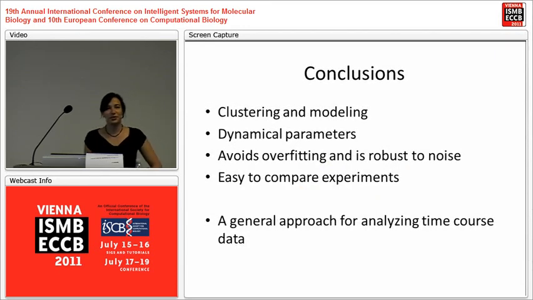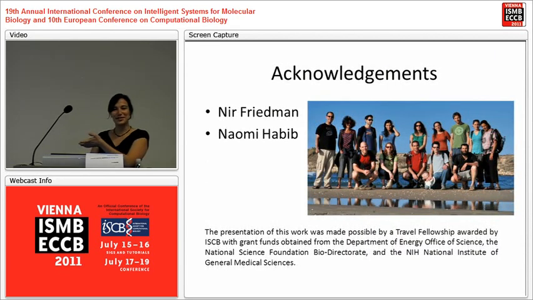So to sum it all up, I've showed you a method that clusters and models time course gene expression data. It provides us with biologically relevant dynamical parameters. It avoids overfitting and is robust to noise, and it provides an easy way to compare between experiments. Now, what I would like to add is that if the specific model doesn't fit your data, you can switch to another model, you can switch to other parameters. This is a general approach for analyzing time course data.